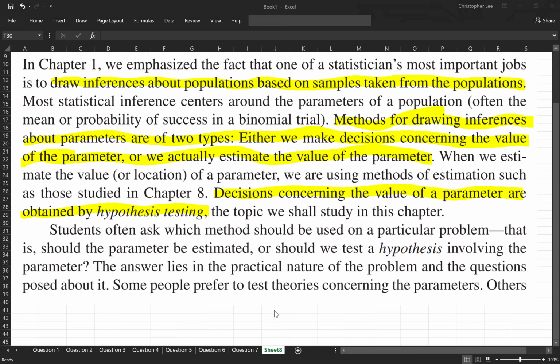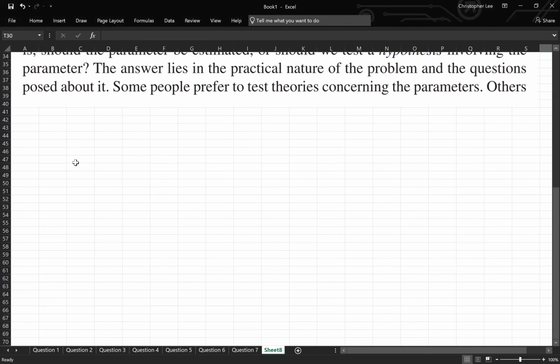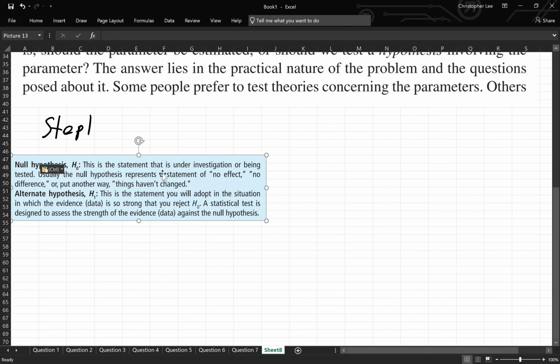So to do a hypothesis test, it's done in 5 steps. Step 1 is to state your hypothesis. State your null and your alternative hypothesis. So let me just give you the definitions of what the null and the alternative hypothesis are. This is step 1. So step 1 is you're going to state your null and your alternative hypothesis.